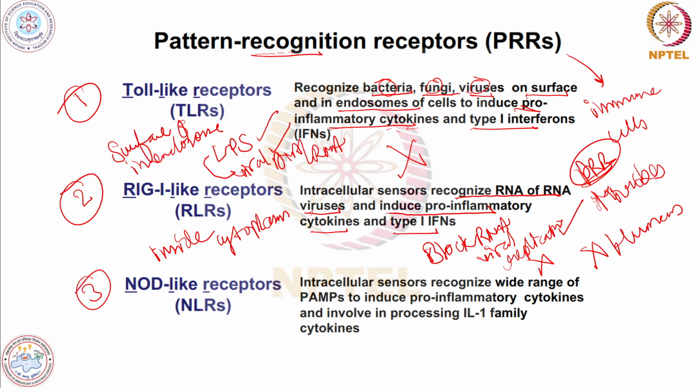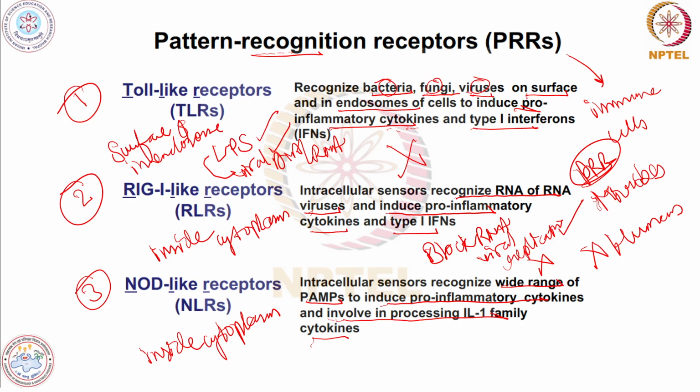The next, third one, is NLR, that is node-like receptor. These are also found inside the cytoplasm of these immune cells, and they also detect a wide range of PAMPs, that is pathogen associated molecular patterns. Their function is to induce again these pro-inflammatory cytokines and involve the processing of interleukin 1 family cytokines.